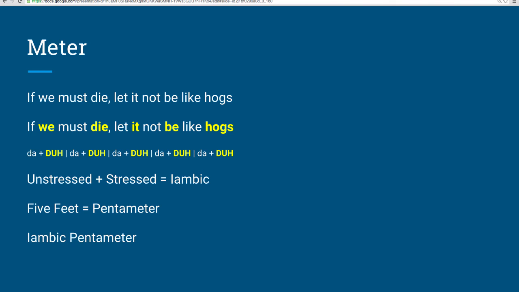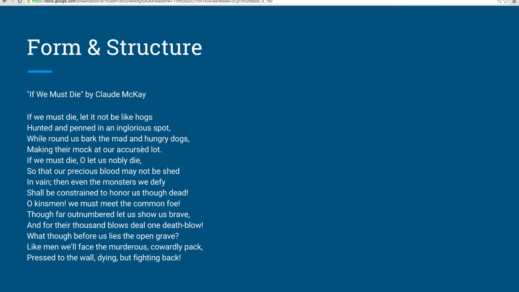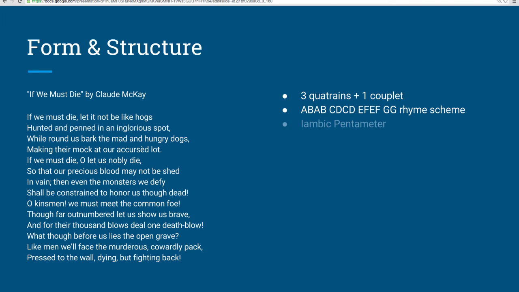Again, it's very jargony, but it's also a very precise way of describing the meter of a poem. Ultimately, we can say this about McKay's poem. It has 3 quatrains and 1 couplet, follows the rhyme scheme of ABAB, CDCD, EFEF, GG, and it's written in iambic pentameter. Those 3 details tell us that McKay's poem is a sonnet, just like Shakespeare's Sonnet 116.